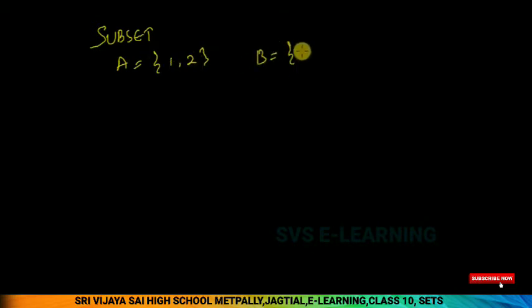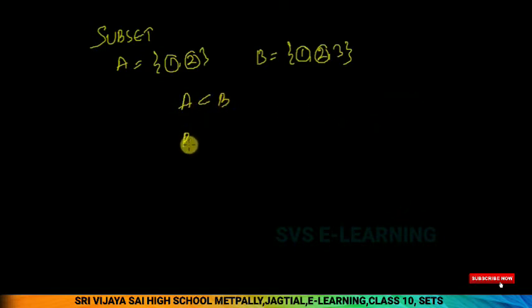So what is a subset? Let's say I have two sets. Set A contains the elements 1 and 2. Set B contains the elements 1, 2, 3. We see that all the elements of set A are also in set B. So if every element of A is an element of B, then A becomes a subset of B. That's the symbol that you use for subset. Okay. So A is a subset of B.